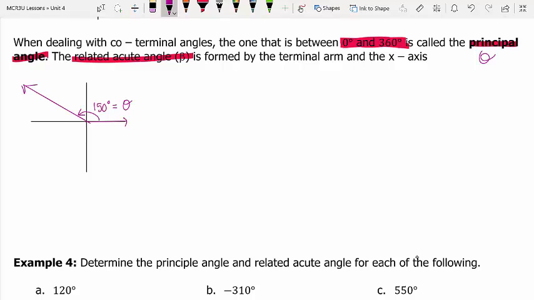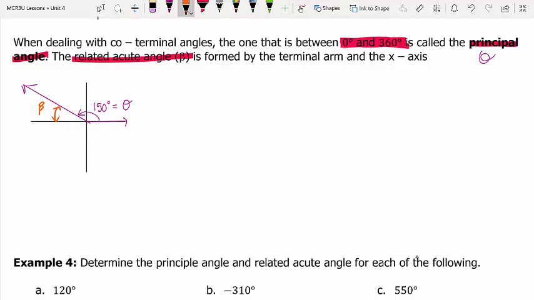Now there's a special name for the angle that is formed between the terminal arm and the x-axis. So it can be either side of the x-axis. That's called the related acute angle. We label that as beta. So the related acute angle is the acute angle that is formed between the terminal arm of the principal angle and the x-axis.